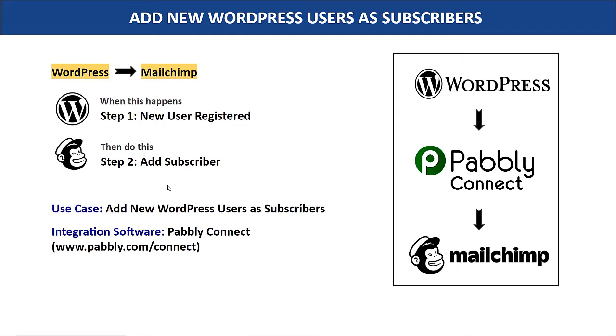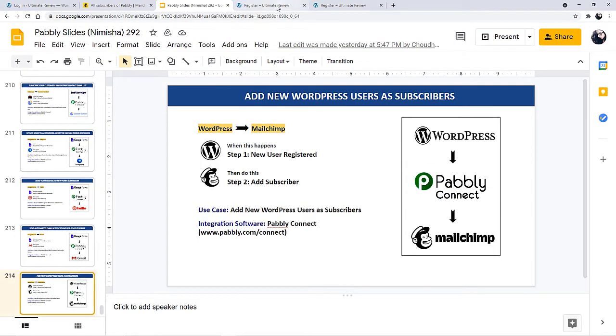But let me tell you about one issue. The issue here is both WordPress and MailChimp do not have any sort of direct integration between them, and that is why we are going to use automation software Pabbly Connect. Now with the help of Pabbly Connect, we can transfer the data from WordPress to MailChimp. And the best part here will be we do not require any knowledge of coding. So let me show you this on my screen.